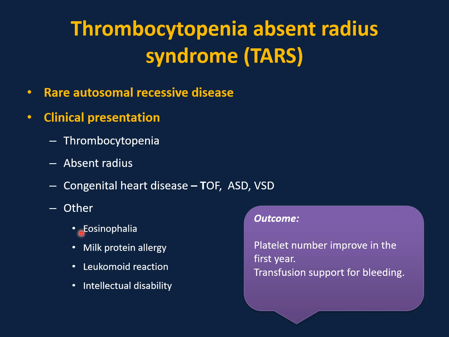Other abnormalities: eosinophilia, milk protein allergy, leukemoid reaction or transient elevation of white count, intellectual disability. The outcome of this disease, very important to know that thrombocytopenia improves with time, especially in the first year, and the transfusion support for bleeding or for surgery.